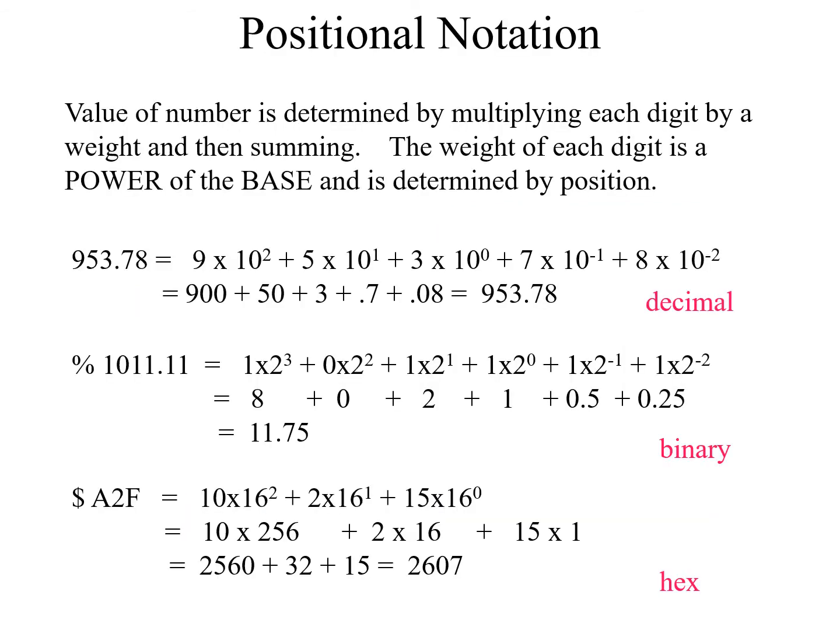So in general, in a positional notation, the value of a number is determined by multiplying each digit by its weight and then summing up these products. The weight of each digit is a power of the base and is determined by position. For example, 953.78, this is a decimal number, equals 9 multiplied by 10 raised to power 2 plus 5 multiplied by 10 raised to power 1 plus 3 multiplied by 10 raised to power 0. Before the decimal point, starting from the right, there is a digit 3 which is multiplied by 10 raised to power 0.